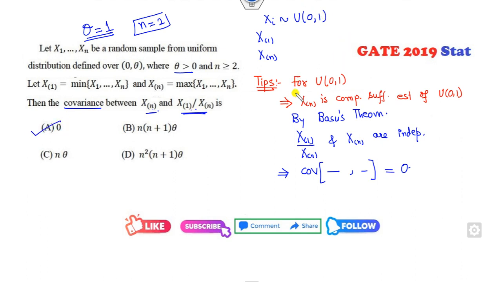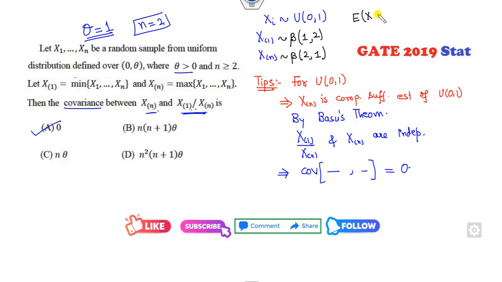There is one more way. We all know if the xi's follow the uniform distribution, then x1 will follow the beta distribution with parameters 1, n, and xn, that is the maximum of them, will follow the beta distribution with parameters n, 1. Then we can find the expected values of these.